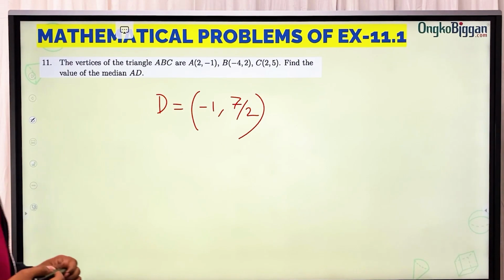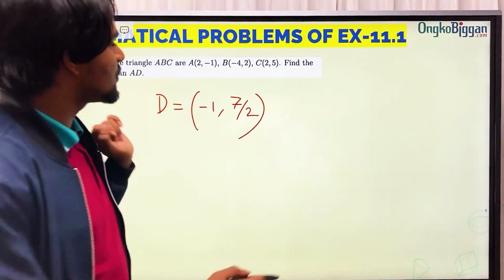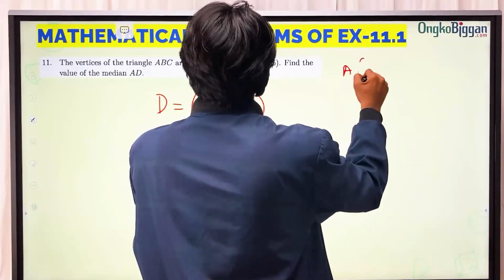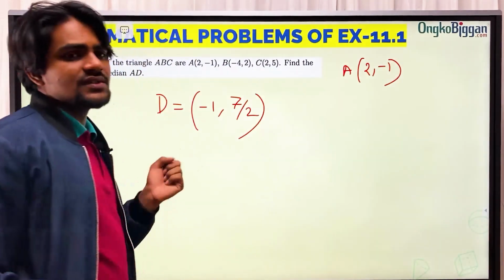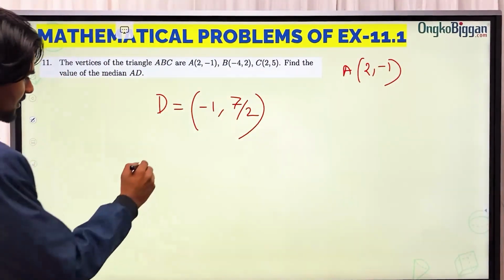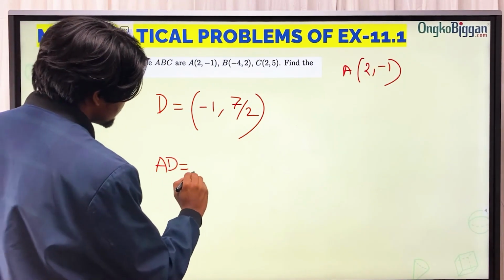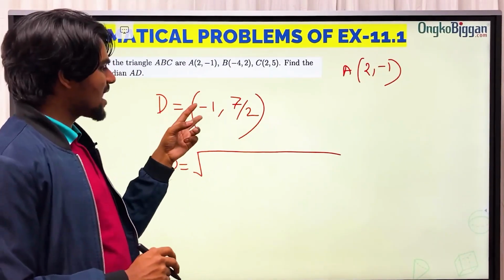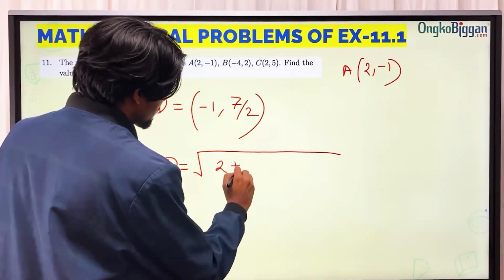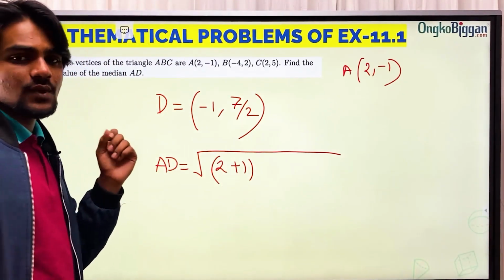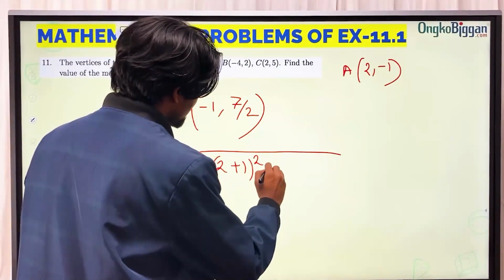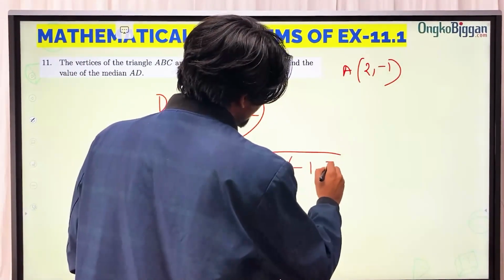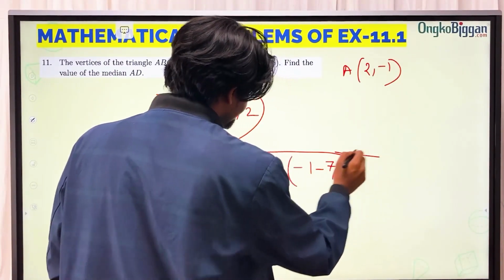So now we need to find the value of the median AD. So we need to find the distance between the points A and D. So A was (2, minus 1). We are going to use the formula for finding the distance between two points. AD is equal to root over (2 plus 1) whole square, because the minus of the minus 1 will cancel out, plus (minus 1 minus 7 by 2) whole square.